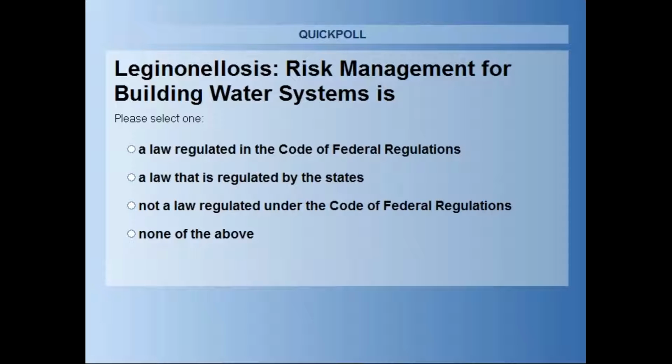As you see, the question is: Legionellosis risk management for building water systems is A, a law regulated in the Code of Federal Regulations, B, a law that is regulated by the states, C, not a law regulated under the Code of Federal Regulations, or D, none of the above.